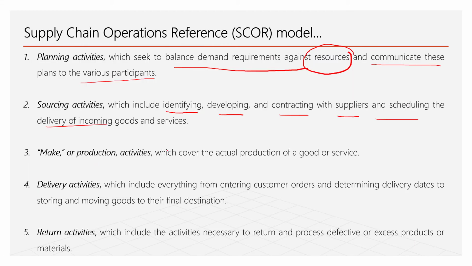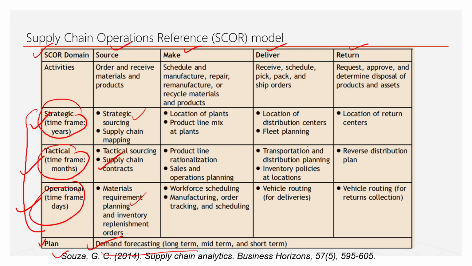Now, if we move towards the make or production activity, which covers producing the product, we are dealing with production-related activities. At a strategic level, in make, we are deciding where to locate the plant and what kind of product mix we are going to use. We are doing aggregate production planning, or sales and operations planning, in which we try to meet the forecasted demand as well as check whether enough capacity is available or not. At the operational level we are doing workforce scheduling or order scheduling and so on.